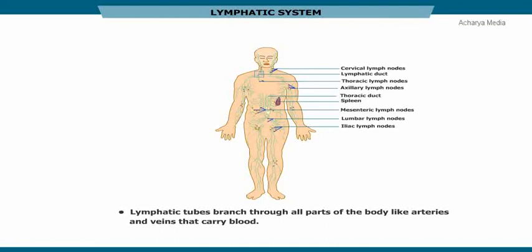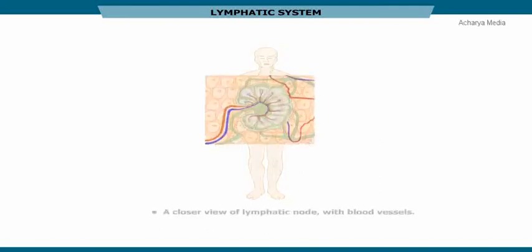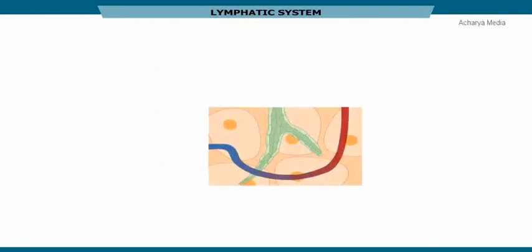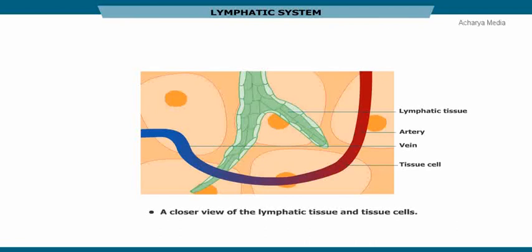Various lymph nodes which are situated in the various parts of the body are shown here. A closer view of the lymphatic node with blood vessels is shown here. Similarly, a closer view of the lymphatic tissue and tissue cells is shown here.